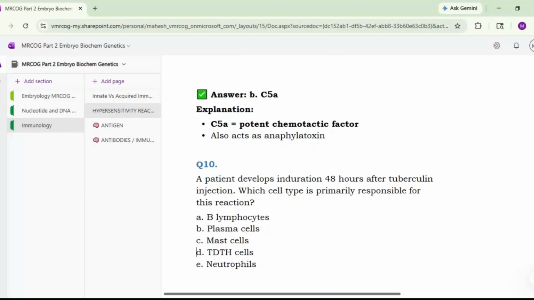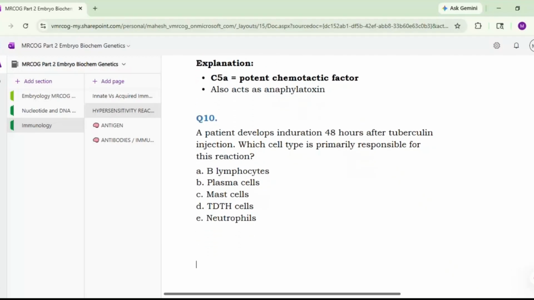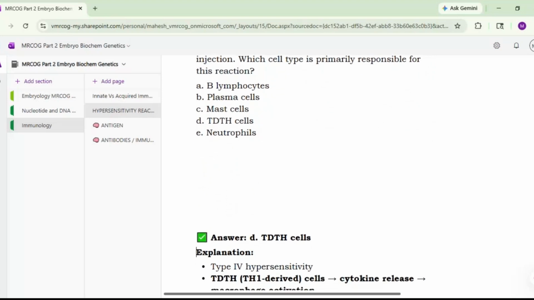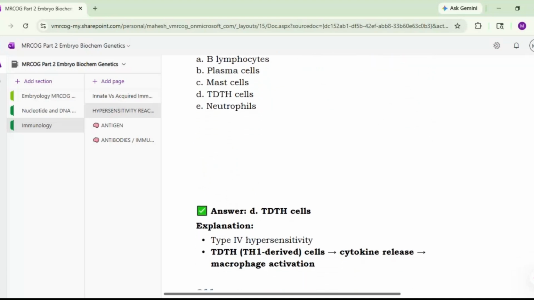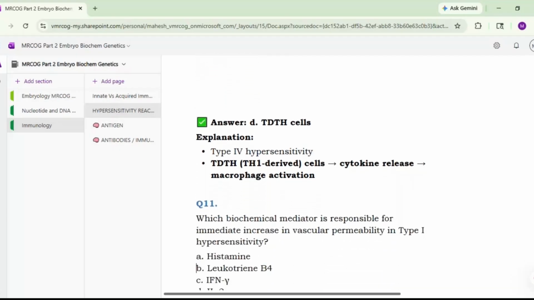Next. A patient develops induration 48 hours after tuberculin injection. Which cell type is primarily responsible for this reaction? B lymphocytes, plasma cells, mast cells, TDTH cells, or neutrophils? Sir, option D, TDTH cells. Yes, TDTH cells are TH1 cells, type 4 hypersensitivity. TDTH, that is TH1 derived cells, lead to cytokine release, leading to macrophage activation.